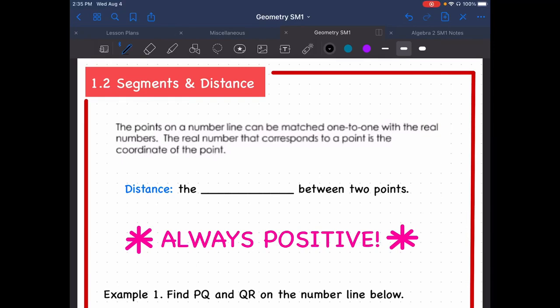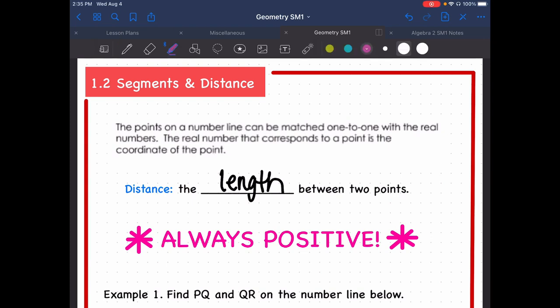Today's lesson is 1.2, segments and distance. The points on a number line can be matched one-to-one with real numbers. The real number that corresponds to a point is the coordinate of the point. When we talk about distance in geometry, it is the length between 2 points.